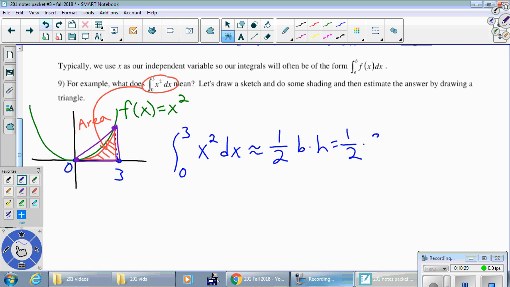The base of that triangle is 3. The height of that triangle we haven't found yet, but it's whatever the function is at 3. And this is the square function, so this is 9 over here. And so we get 27 over 2, 13.5 is our approximation for that area. Of course, the true area is going to be a little bit less because our triangle includes that extra white space above the red curve area.